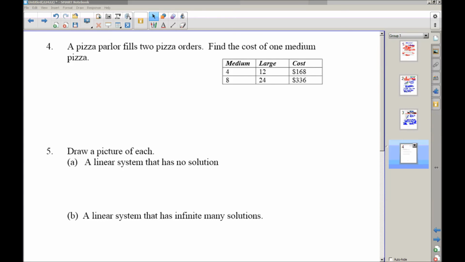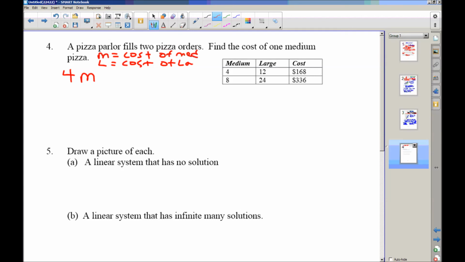On our last page here, number 4, a pizza parlor fills 2 pizza orders. Find the cost of 1 medium pizza. Okay, so we could write a system of equations here. We know that in one case they bought 4 medium pizzas. We don't know the cost of it, so M could be the cost of a medium pizza, and we could let L equal the cost of a large pizza. Okay, so 4M plus 12L equals 168.